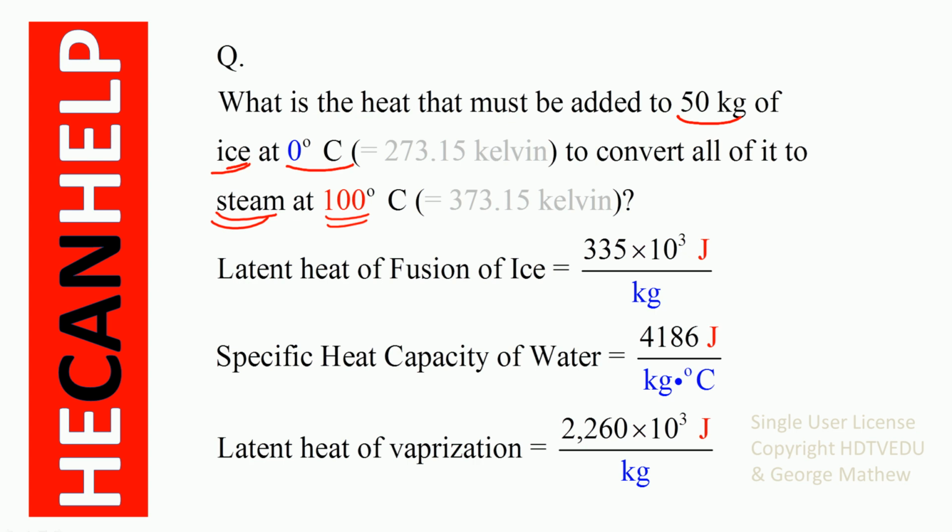Latent heat of fusion of ice is given as 335 times 10 to the power of 3 joules per kg. Specific heat capacity of water is given as 4,186 joules per kg per degree Celsius. Latent heat of vaporization is given as 2,260 times 10 to the power of 3 joules per kg.